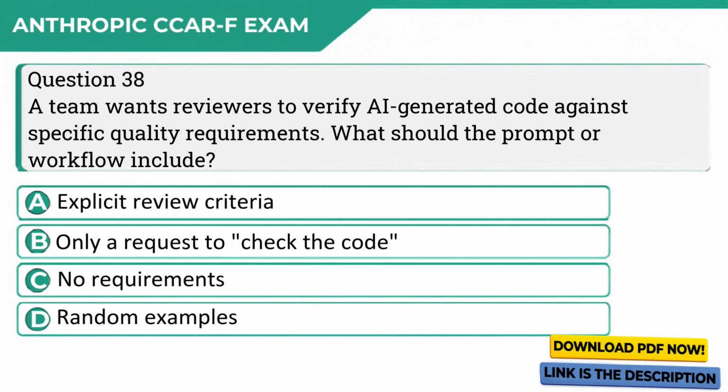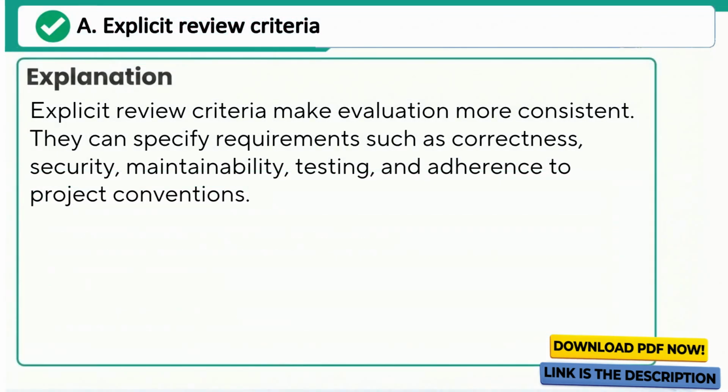Question 38. A team wants reviewers to verify AI-generated code against specific quality requirements. What should the prompt or workflow include? A. Explicit review criteria. B. Only a request to check the code. C. No requirements. D. Random examples. Correct answer: A. Explicit review criteria. Explanation: Explicit review criteria make evaluation more consistent. They can specify requirements such as correctness, security, maintainability, testing, and adherence to project conventions.